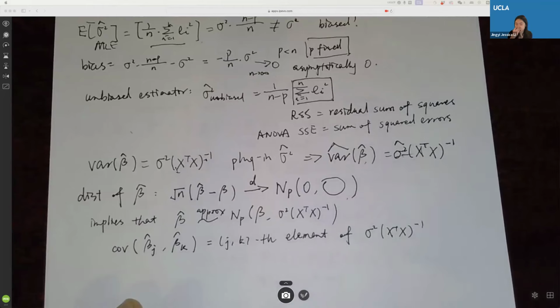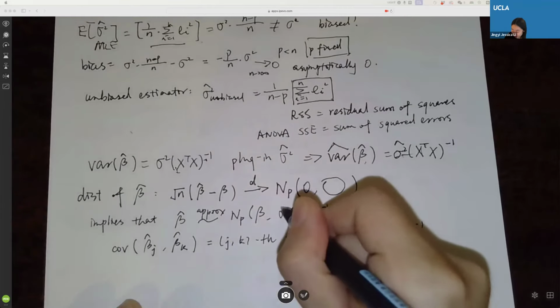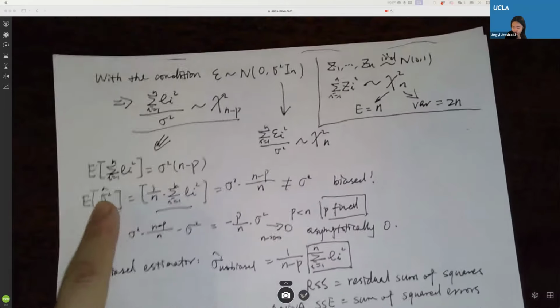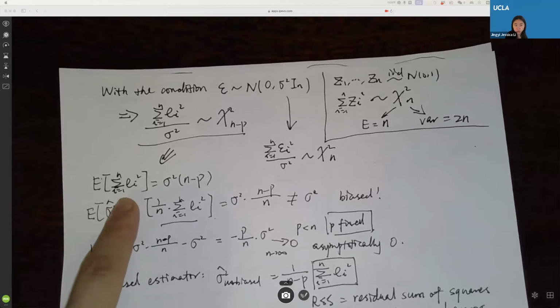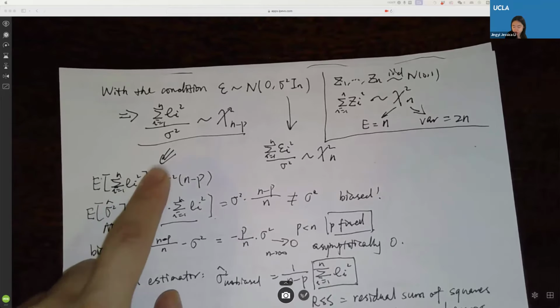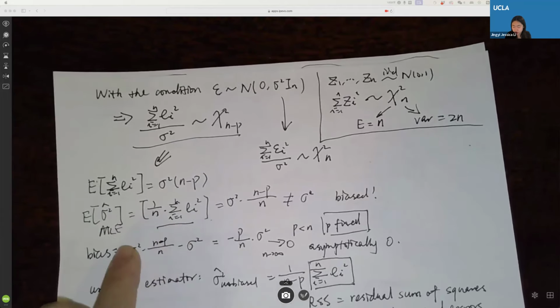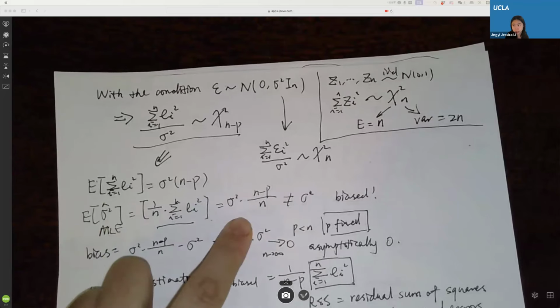We should also bear in mind that sigma squared, as I said, is a nuisance parameter, so we don't observe it directly. In this case, the best we could do is to use sigma hat squared, our estimate for the nuisance parameter. This is what we did last time. We tried to derive that if you directly use the sum of squared residuals divided by n, which we call the maximum likelihood estimate for sigma squared, it is unfortunately biased.